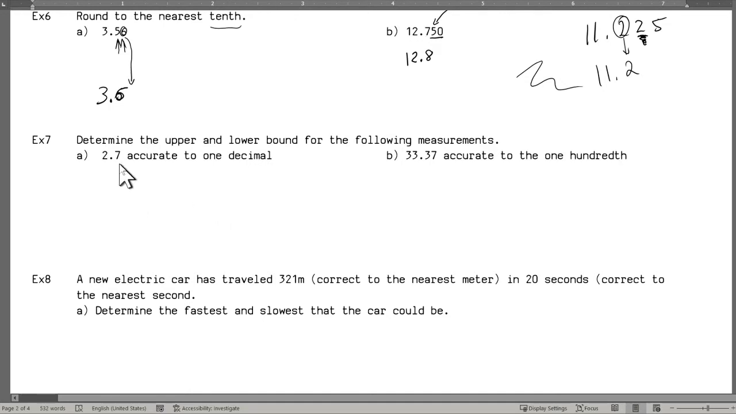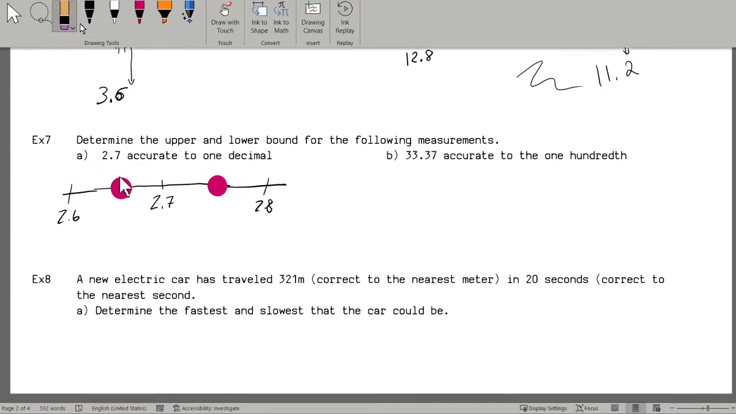So this measurement is accurate to 1 decimal place, meaning this is the 1 decimal place that we were rounded to. So my question is what numbers could have rounded to 2.7, right? If you think of this on a number line, 2.7 is here, and 2.6 is there, and 2.8 is there.